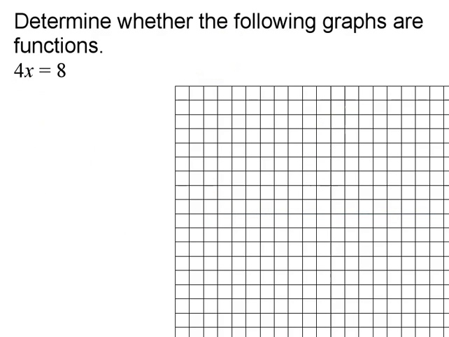Okay. Let's look at this one, 4x equals 8. That one doesn't have a y. Okay. Ideas? Since it doesn't have a y, what should I do?